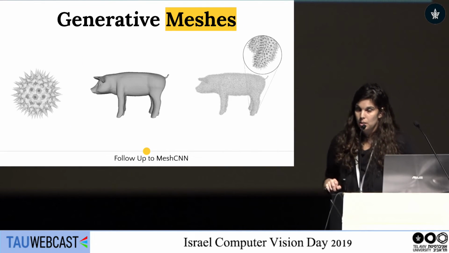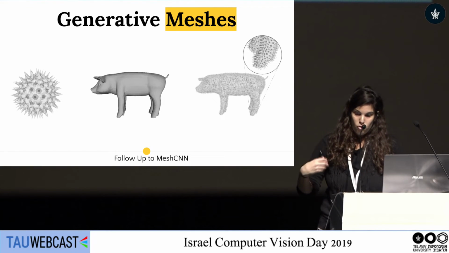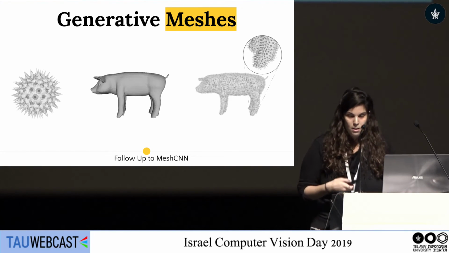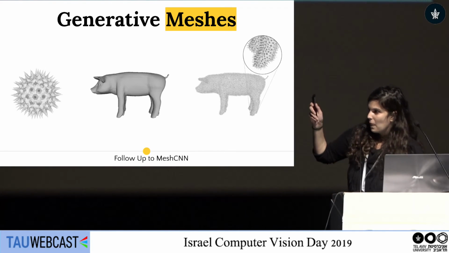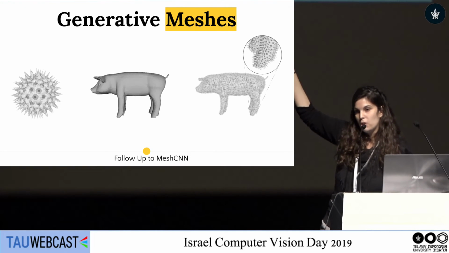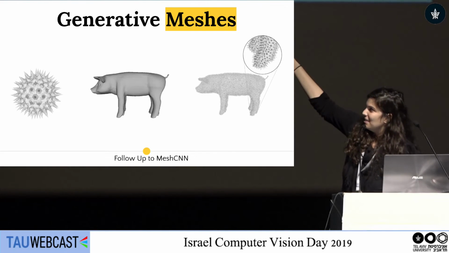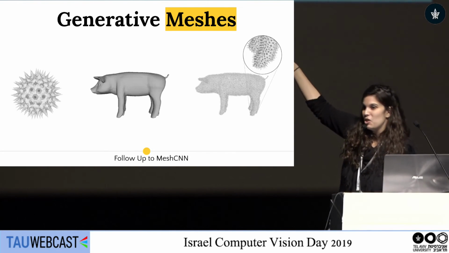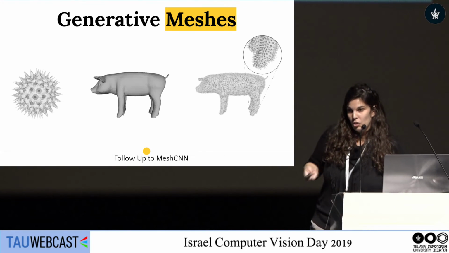Another thing we're working on is using MeshCNN to generate or synthesize new meshes. And one application of that work is if we take this spiky ball over here on the left, the geometric texture that it has, we can use that and project it onto another shape that doesn't have that geometric texture, and it will add the geometric texture.